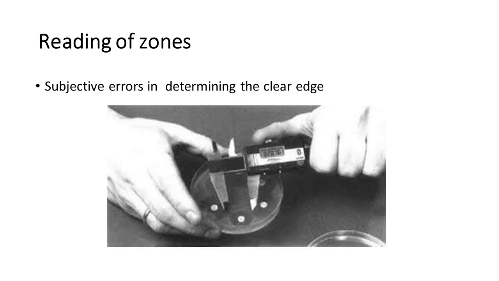The reading of the zone. From person to person, sometimes the zone of inhibition reading varies. So it also affects the zone size.